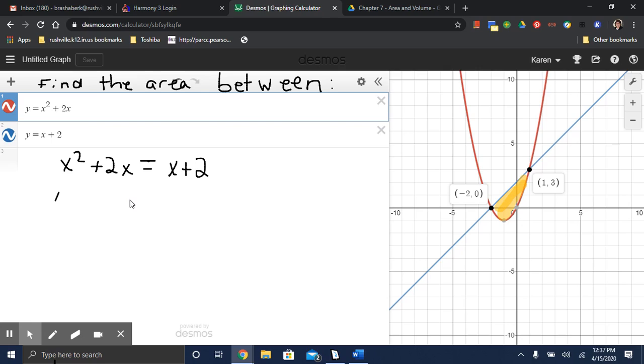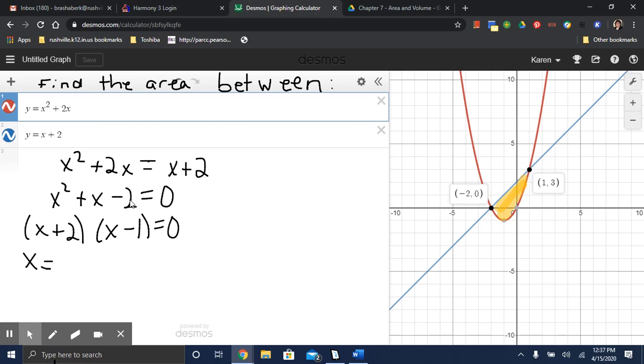Since it's a quadratic, we would have to get one side equal to 0 and then factor and set each one of those factors equal to 0, and you would find that indeed you do get the 2 points of intersection at x equals -2 and x equals 1.